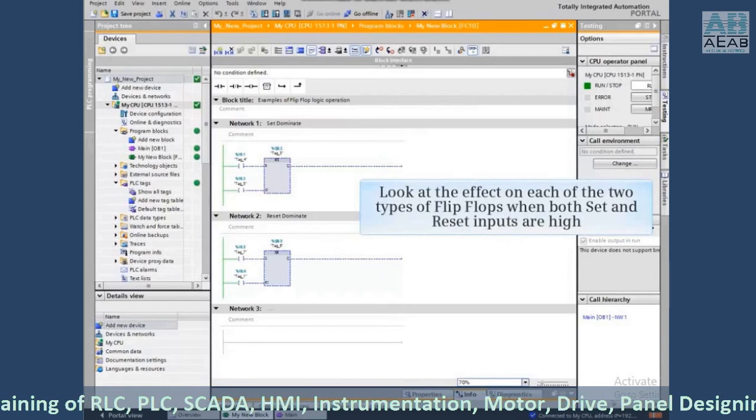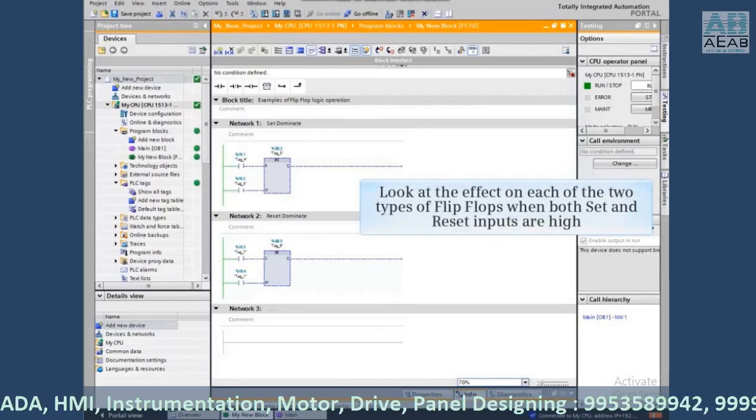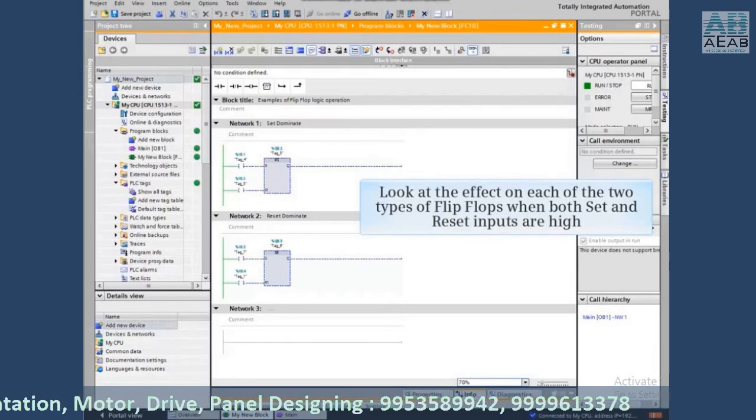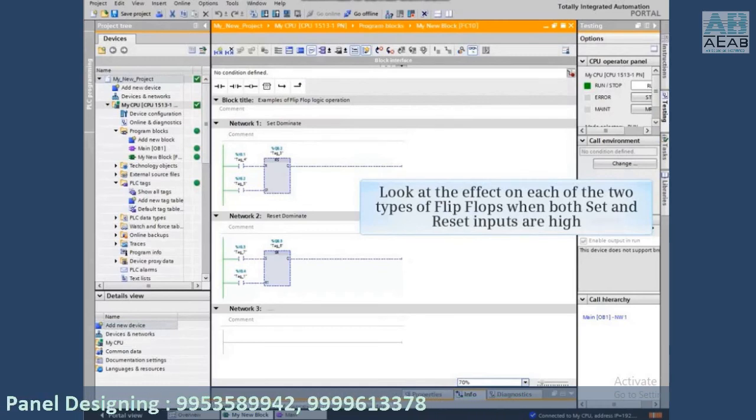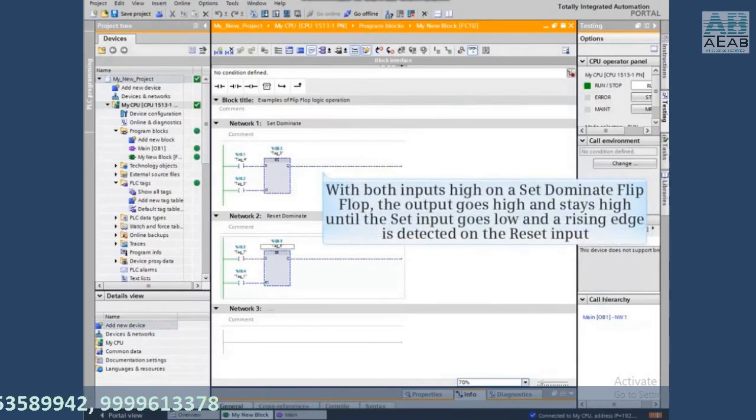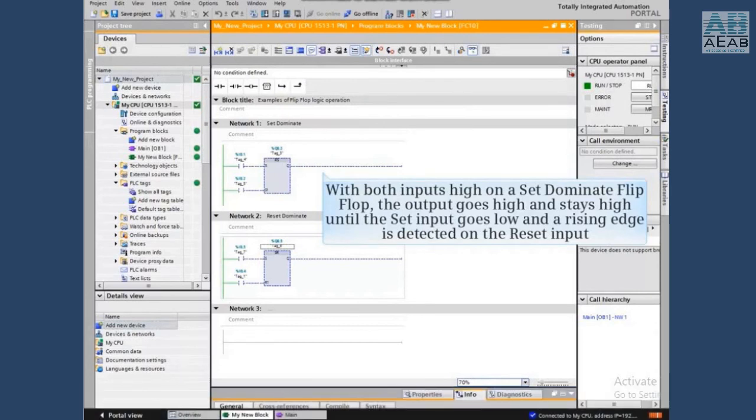Now we will look at the effect on each of the two types of flip-flops when both set and reset inputs are high at the same time. With both inputs high on a set dominant flip-flop, the output goes high and stays high until the set input goes low and a rising edge is detected on the reset input.